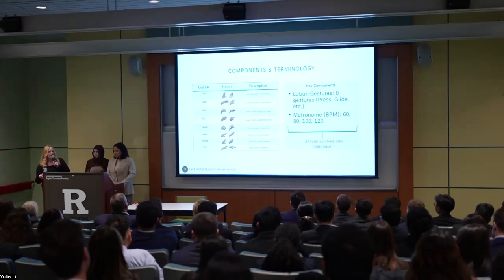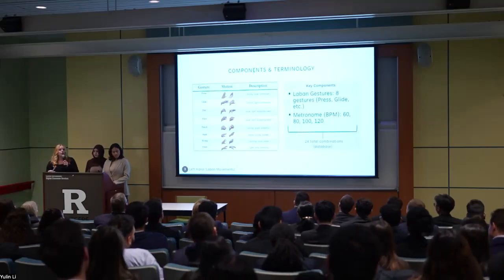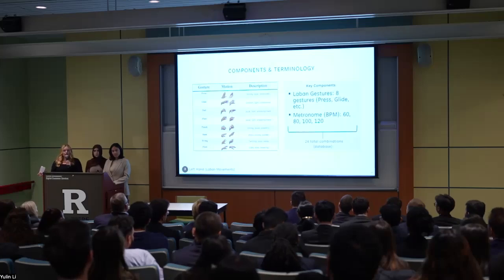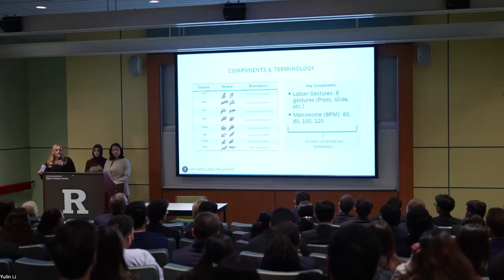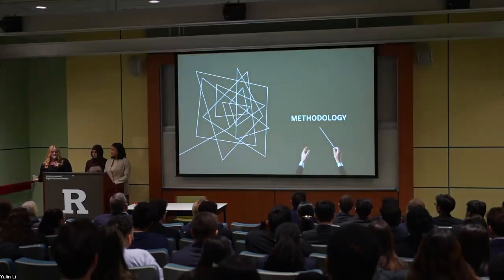So in this diagram, you can see the 8 Laban gestures that are loaded into the database, and we also included the metronome beats per minute from 60 to 120. In total, we have 24 combinations. Now, moving on to the methodology.